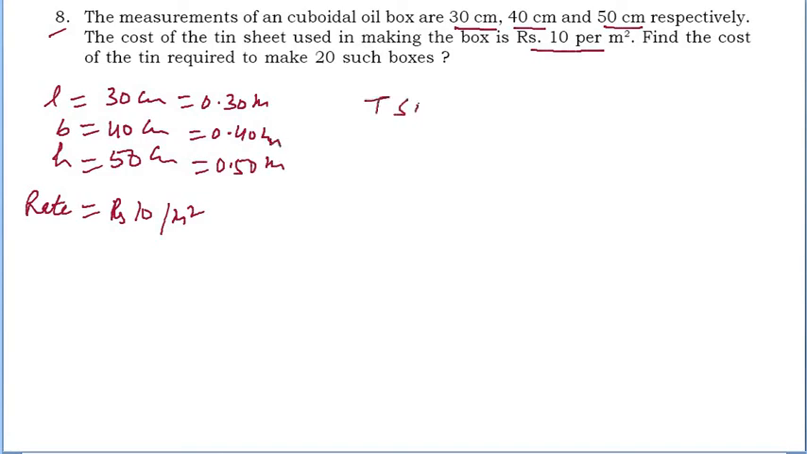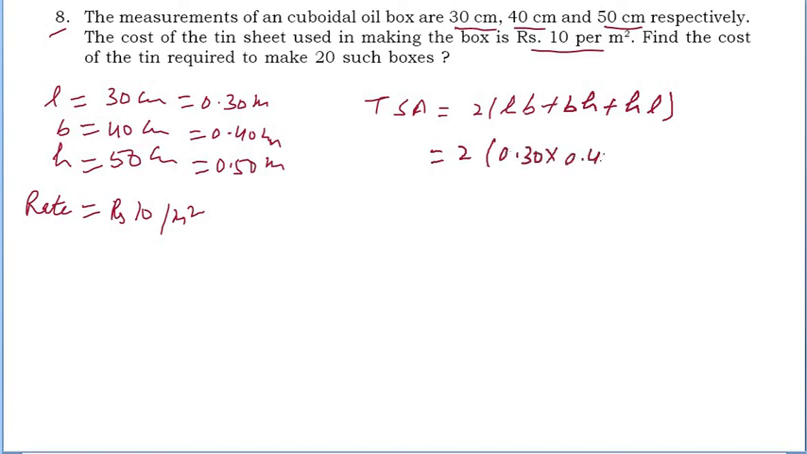Now find the TSA, total surface area. Total surface area is 2 LB plus BH, it is BH not, BH plus HL. Now put the values. LB is 0.30 into 0.40 and plus BH it is 0.40 into 0.50 and plus that is 0.50 into 0.30.